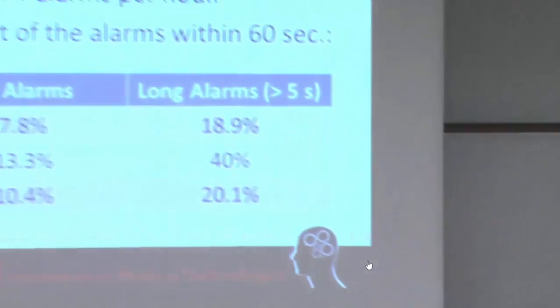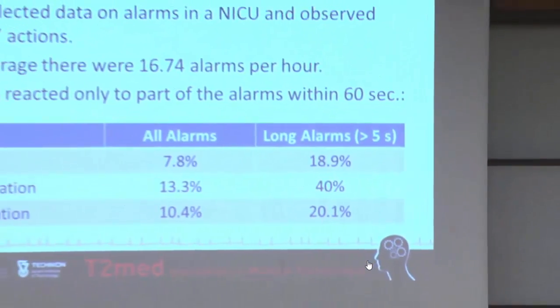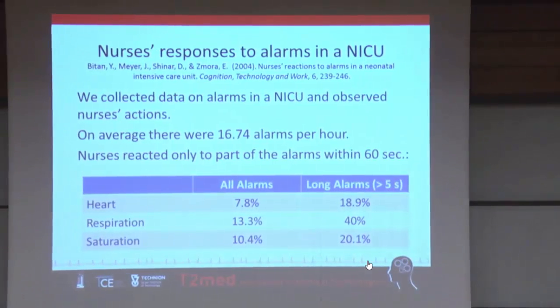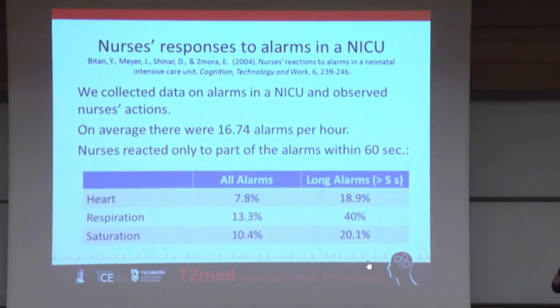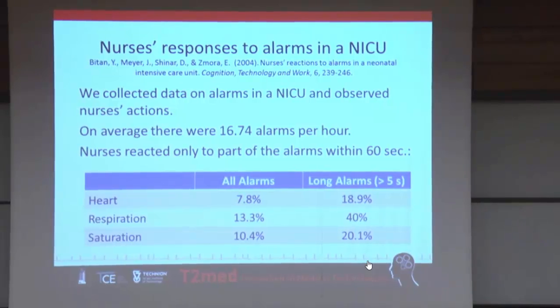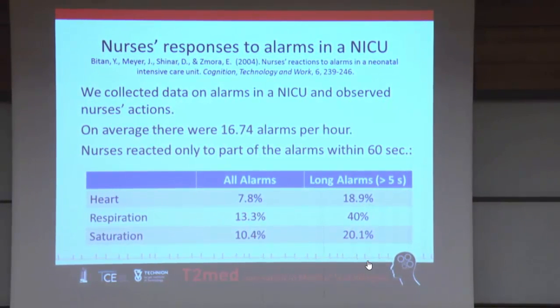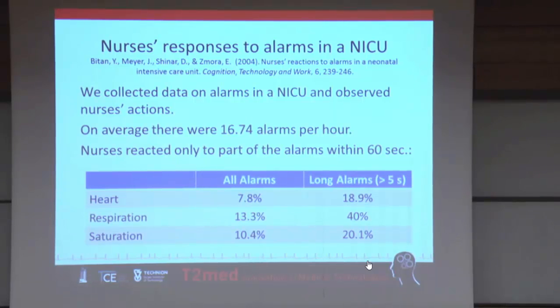What we found is that nurses by and large did not go to infants. We had shorter alarms and longer alarms, and among the longer alarms, 5 seconds and longer, in less than 20% of the cases when we had a cardiac alarm, the nurse went to the infant. In 40% of the cases when there was a respiratory alarm, the nurse went to the patient. And in about 20% when we had a pulse oximeter alarm, the nurse went to the patient.